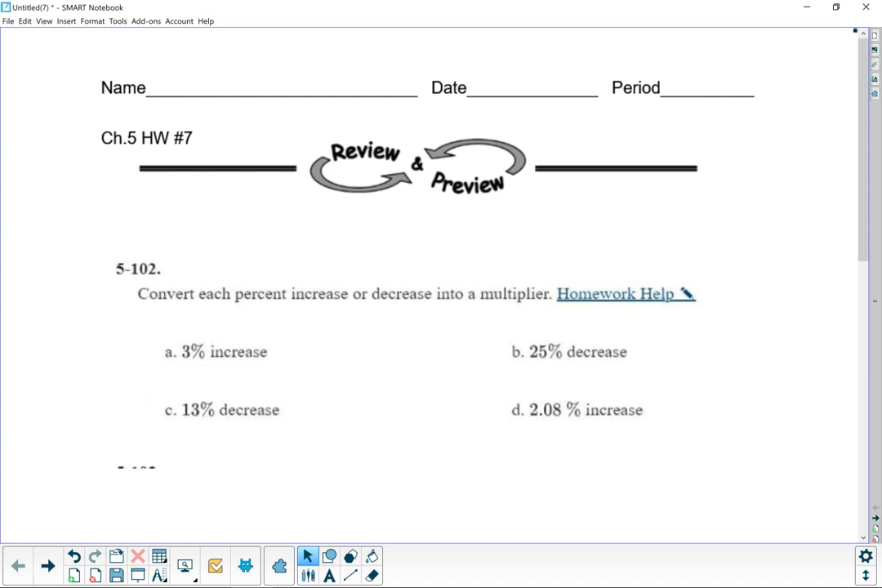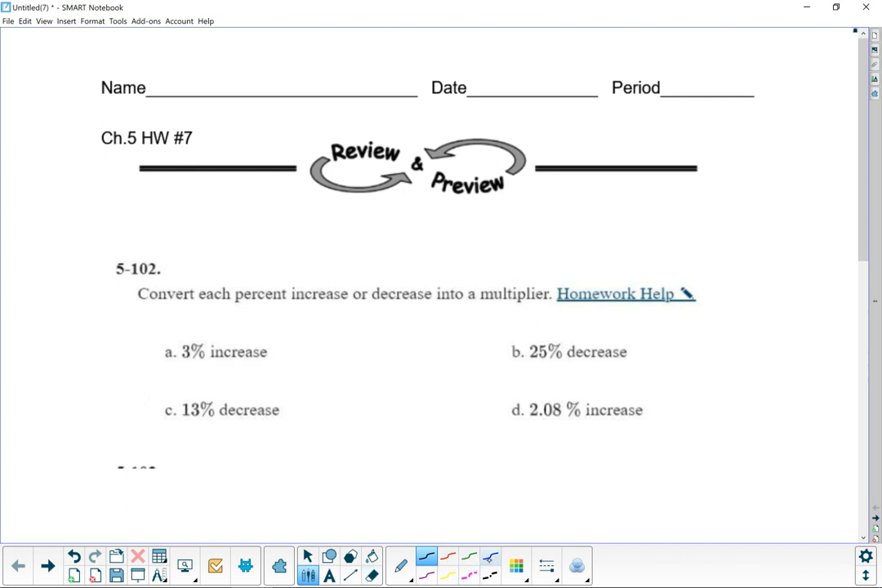A multiplier is, if we were to write it as a chart, what we would multiply in order to get to the next number, right? So we're not talking about the percent itself, but the actual multiplier, what's happening from one term of the sequence to the next term.